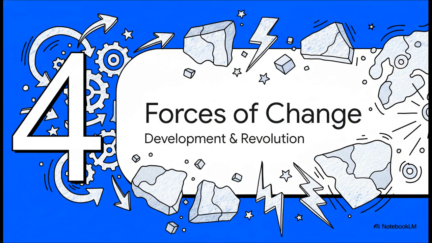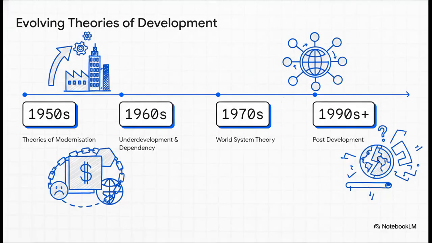So now let's look at the engines of political change, development and revolution. Development is a major force, and how we think about it has changed a lot. The syllabus charts this perfectly. We started in the 50s with this idea of modernization, that all countries could just follow a single path to get rich. But by the 60s and 70s, people started to argue that maybe the whole global system was designed to keep some nations in a state of underdevelopment. And this eventually led to critiques that questioned the very meaning of development itself.